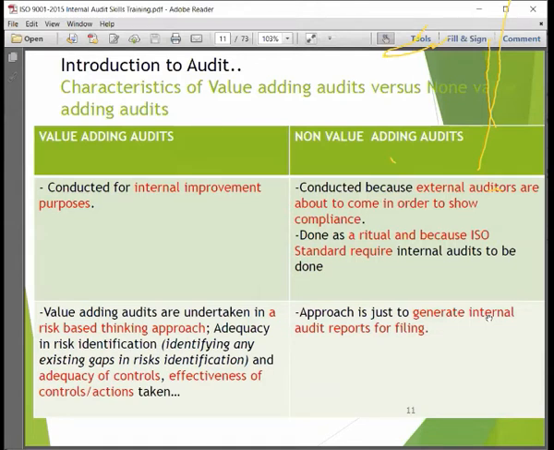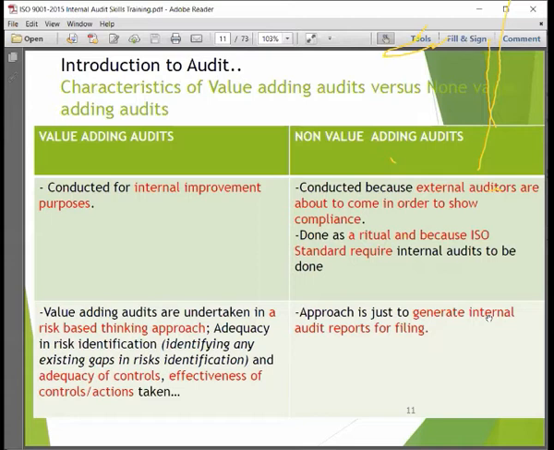Now, we were looking at the value-adding auditor. Still, we can also look at value-adding audits and non-value-adding audits. As an exercise that is done, an audit, is it done to add value to the organization, or is it a non-value-adding audit? On one side, conducted for improvement purposes. So we should be doing this audit so that we can improve ourselves.